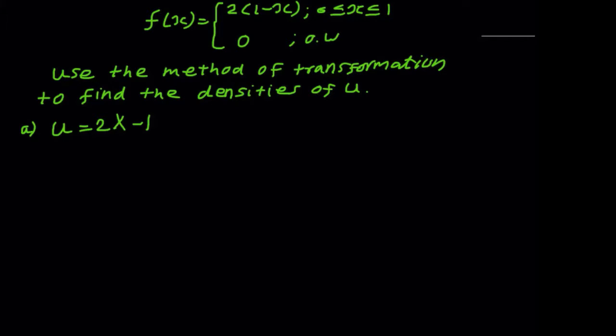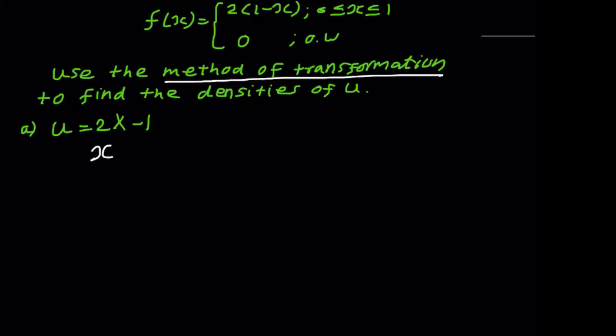The density function of x is given. Use the method of transformation to find the density of u. Okay, method of transformation: u equals 2x minus 1. What is the first step of this method?